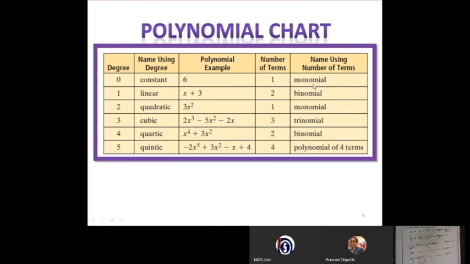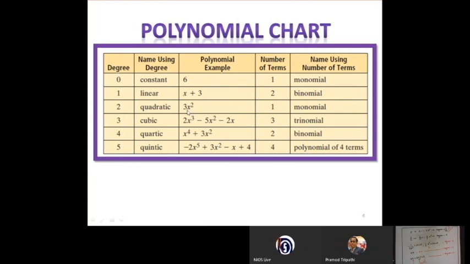So when we classify it according to the term wise, then it will be the monomial. And when we write it according to the degree wise, it is a constant polynomial. Similarly, x plus 3, there are two terms. So term wise, it is a binomial. Degree wise, it is a linear polynomial because the exponent of x is 1 here. Quadratic polynomial, 3x square. So the degree is 2, it is a quadratic. But the term is only 1 here.